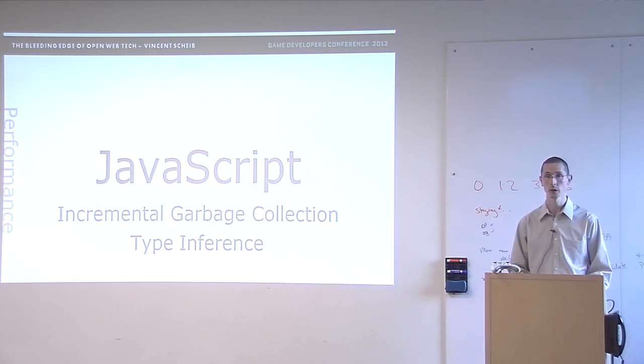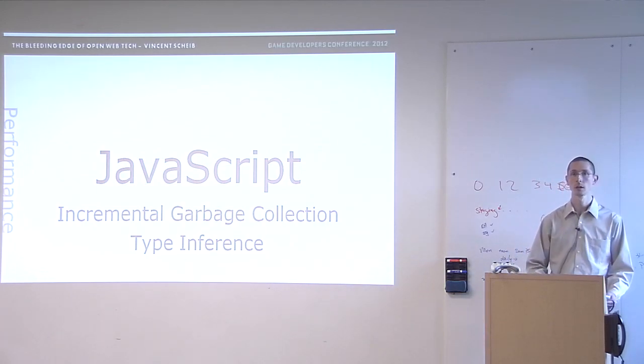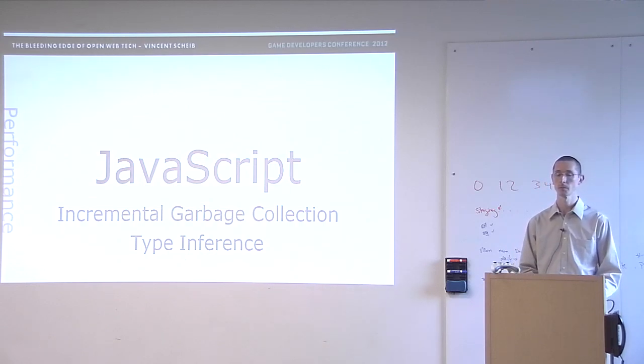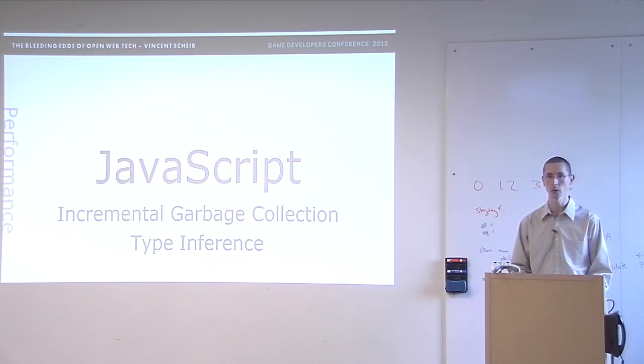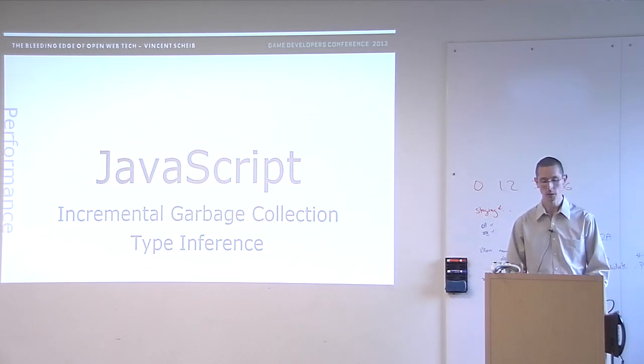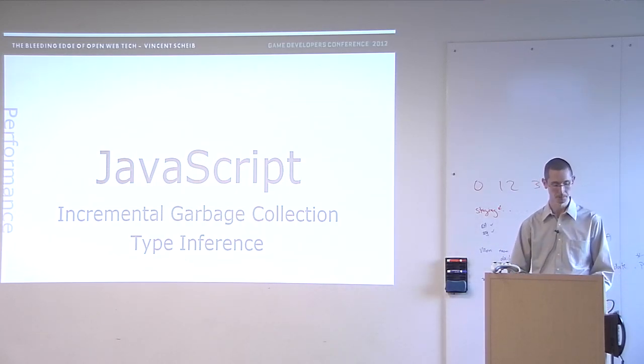Type inference is also now available. Type inference allows for more aggressive optimizations. In JavaScript, when you pass data to functions, it could be of any type. It could be a string, it could be a number, and that's a problem when you're trying to optimize that code.